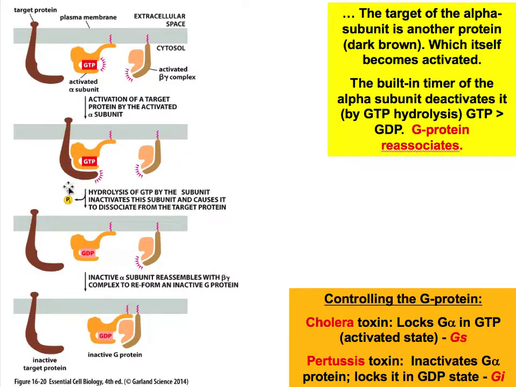Once the activity of the target protein has been initiated, a change in the GTP to GDP will cause it to be deactivated. So the brown protein is only active for a fraction of a second or so, as long as the GTP is bound to the alpha subunit. Once the GTP is hydrolyzed to GDP, then the brown protein is no longer active because it's no longer able to bind to the alpha subunit. And then the alpha subunit will find and reassociate to form the inactive G protein.